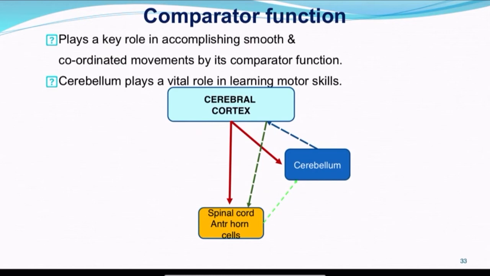If you compare this with a family, the cerebral cortex is like the father, the cerebellum is like the mother, and the spinal cord anterior horn cells will be the children, a single one or many. So the cerebral cortex is giving some money, some kind of liberty or cash, to be utilized by the children in the family. At the same time, the father is skeptical whether it will be utilized properly or not. So he wants to keep a check on the way in which the children utilize the money given by the father.